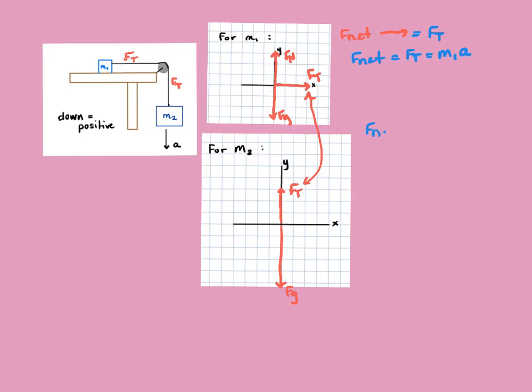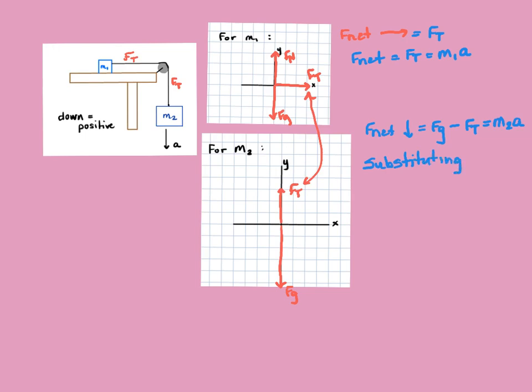For this, we're going to say that F net has a net force going down, and that's going to be equal to the force of gravity, remember, we're calling down positive, minus the force of tension. And this is going to equal MA, but we're talking about mass 2 now, so M2A. What we're going to do is a little bit of substituting and see if we can come up with an equation.